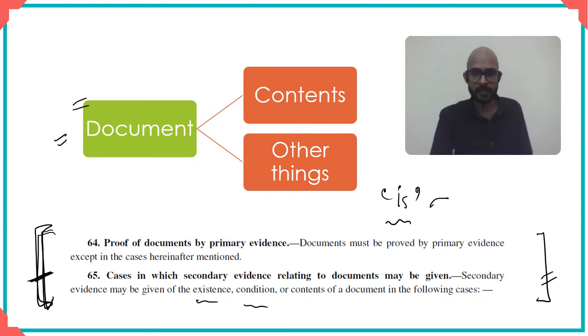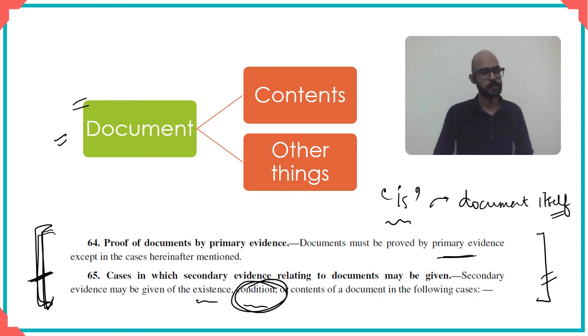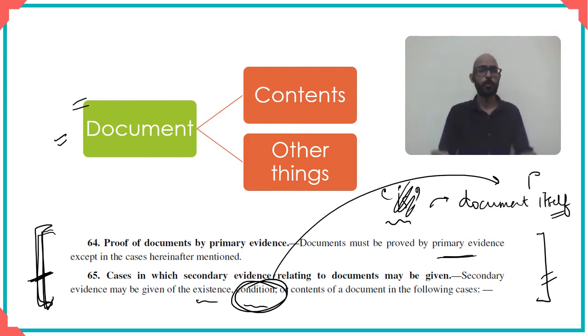Prove it by the document itself. That's what original is, that's what primary is. So when I want to say that the document exists, prove it by the document itself. If I want to say the document is in bad condition, how do I prove it? Again, do it by the document itself, which is primary. If I want to talk about the contents of the document, how should I do it? Again, do it by using the document itself.